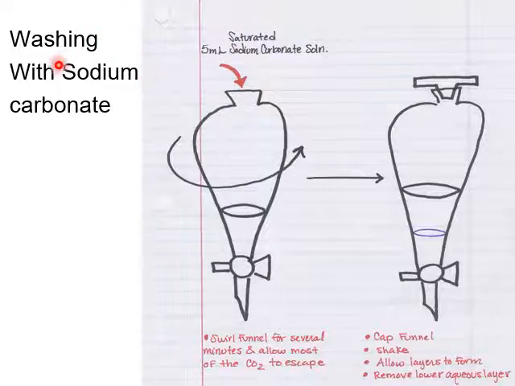Then you wash with sodium carbonate, and this is done to neutralize your acid. Sodium carbonate is a relatively weak base, and that's a recommendation whenever you want to neutralize a strong acid. Use a weaker base, and that's safer usually. You want to swirl the funnel for several minutes and allow most of the CO2 to escape.